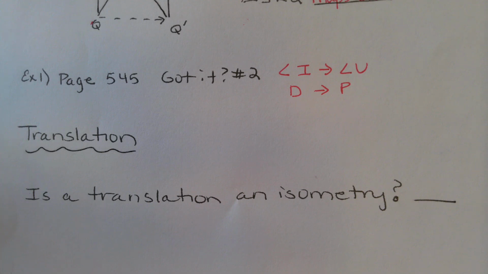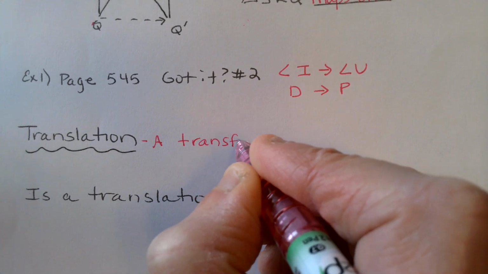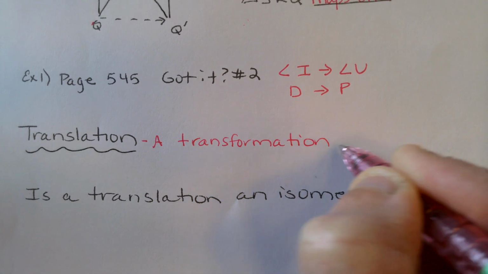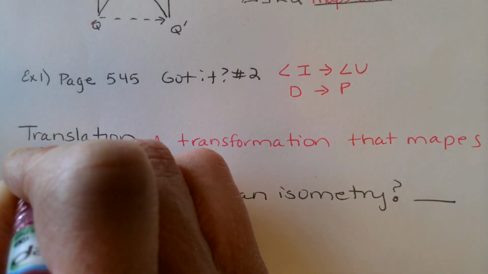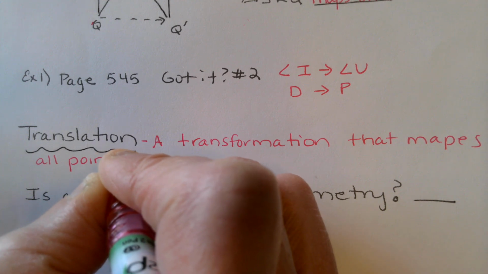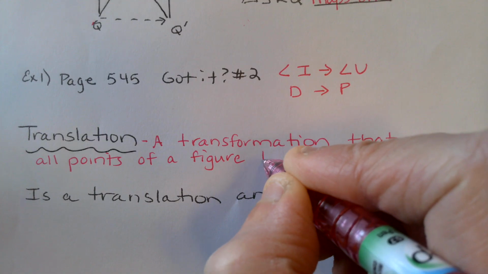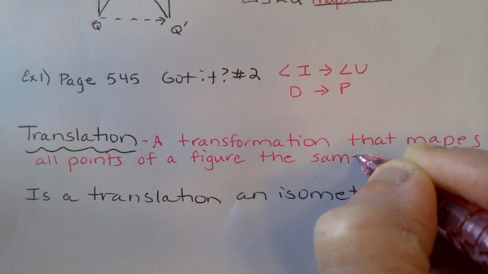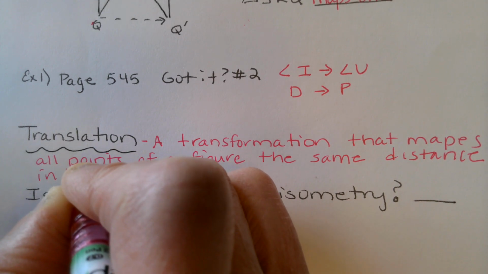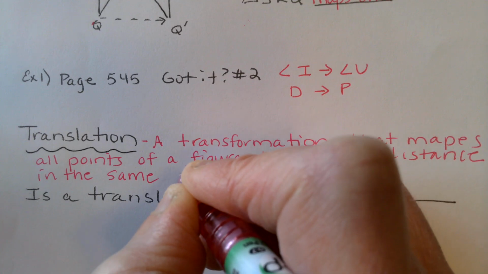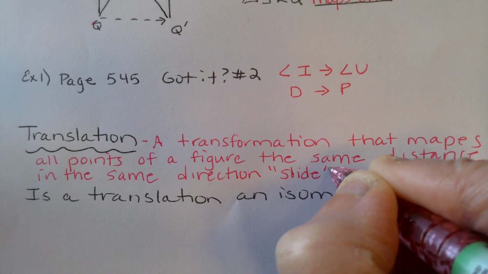And it is a, let's put the definition, we'll talk a little more. A transformation that maps all points of a figure the same distance in the same direction, also called a slide.